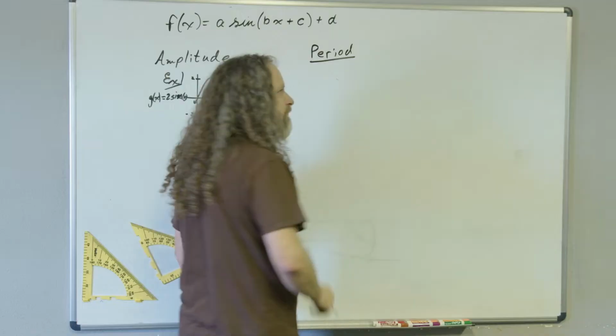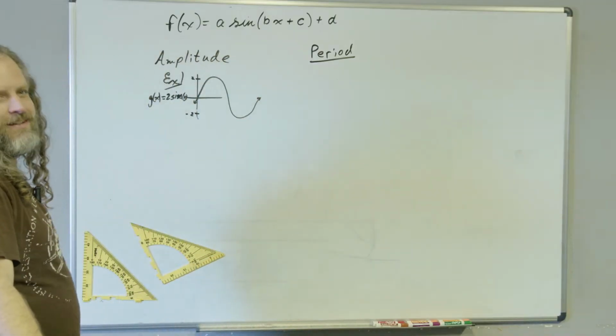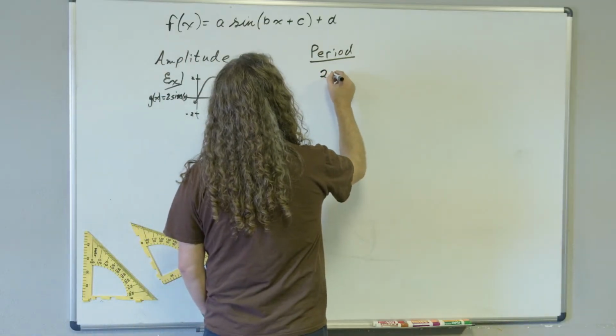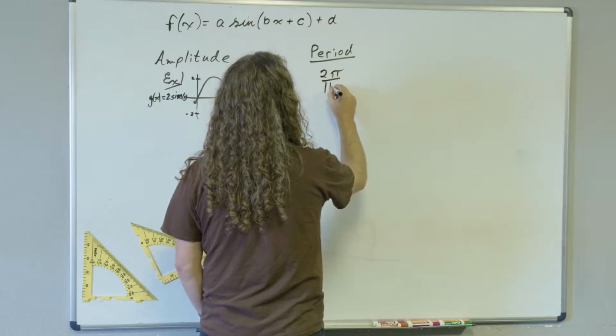To find the period, you use a little formula. Are you ready? What is the period normally? 2 pi. So you take 2 pi and you divide it by the absolute value of B.